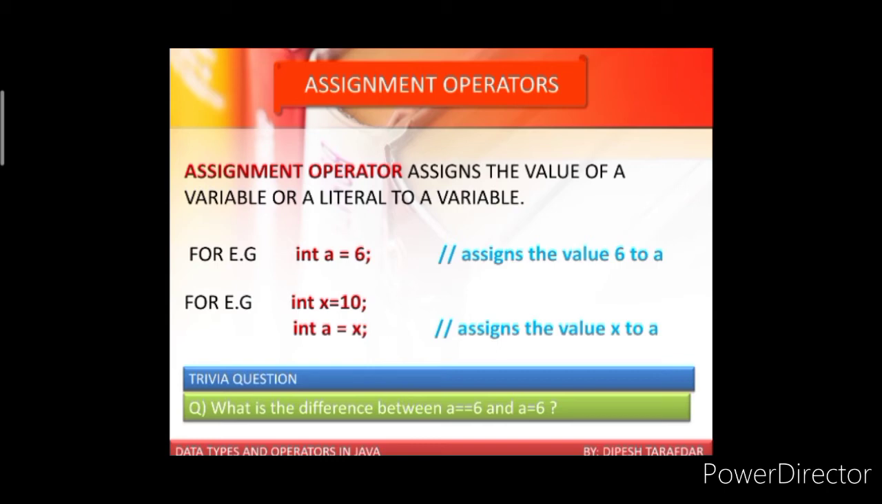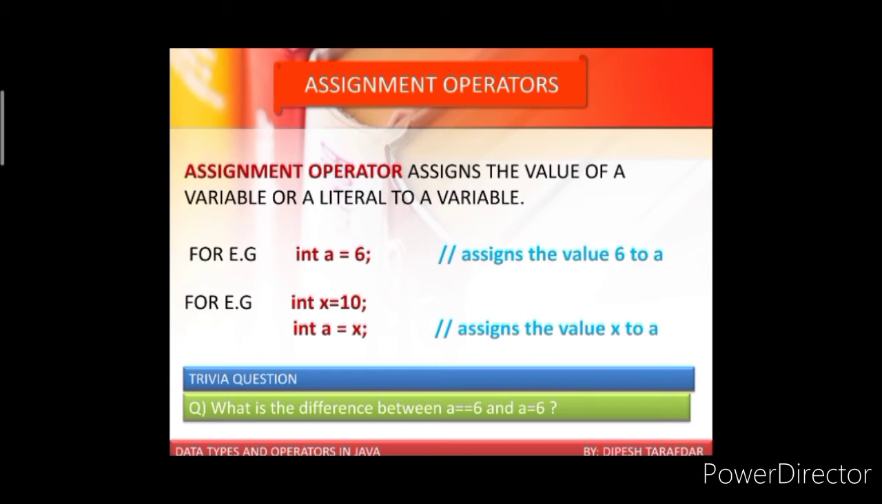So in the first example that I have taken, a = 6 will assign the value 6 to a. That means the value 6 will be stored in a variable a of type int. In the second example, I have taken the value 10 and stored it in a variable x, and then I have stored the value of x in another variable a. So the assignment operator can be used to assign the value of a literal or a variable to a variable.